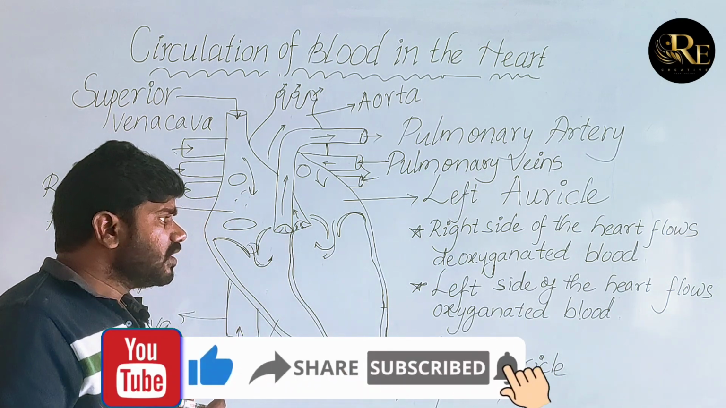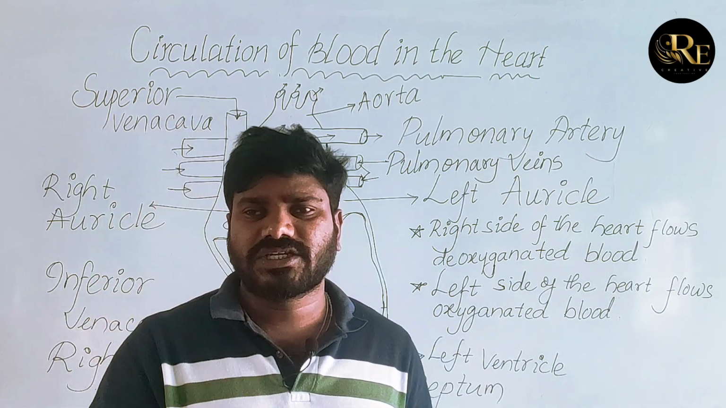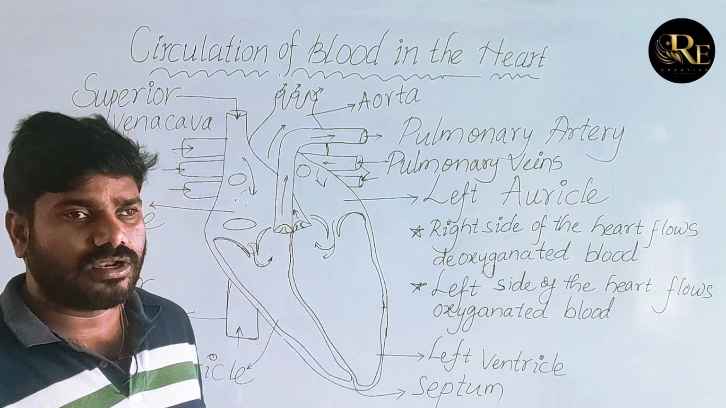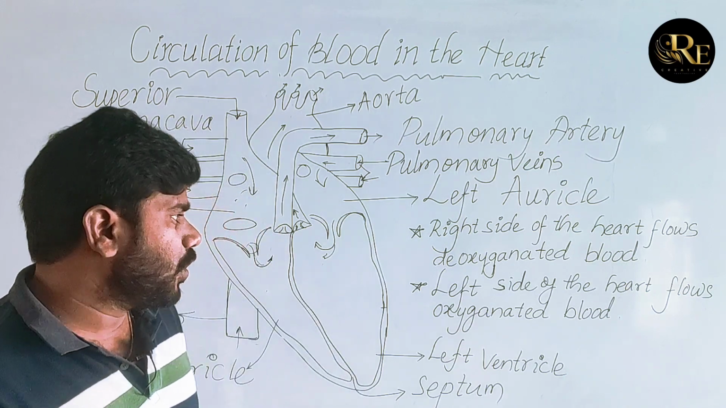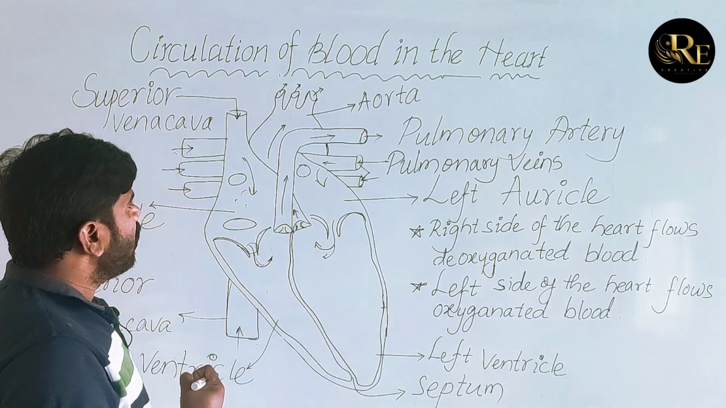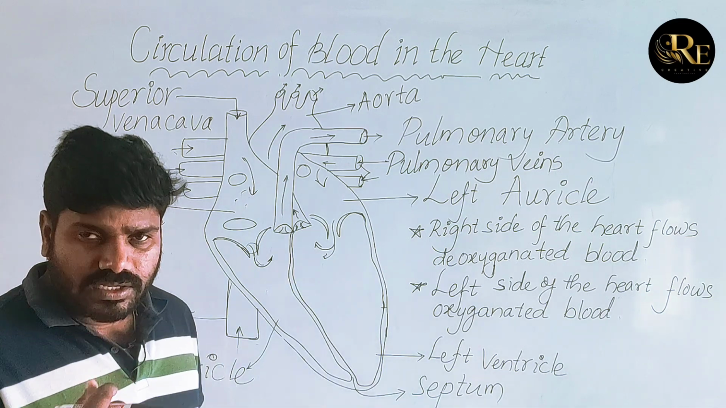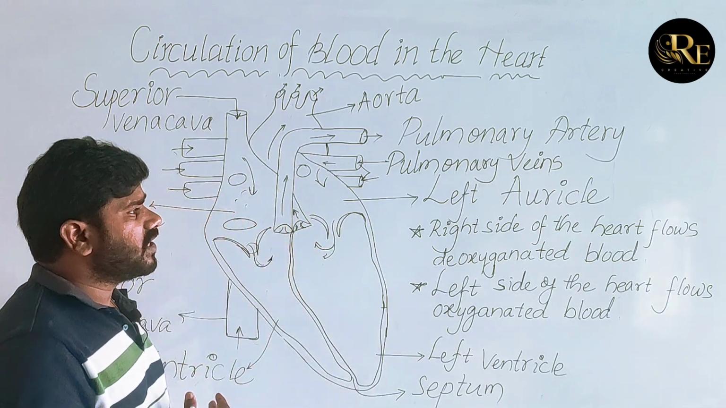This mechanism occurs in two phases, contraction and relaxation, the lub dub process it will follow. So this is all about the circulation of blood in the human being, or how the blood is circulated in the heart.